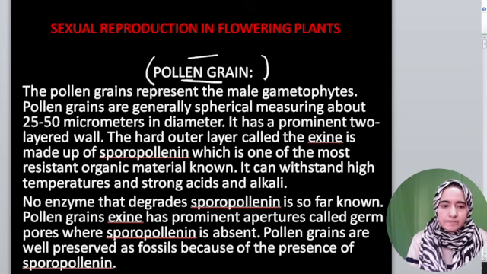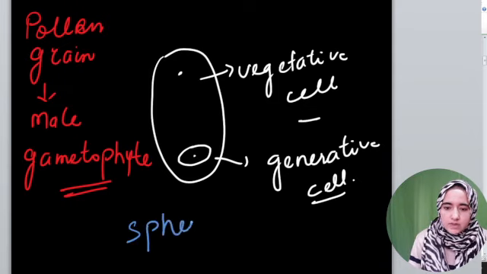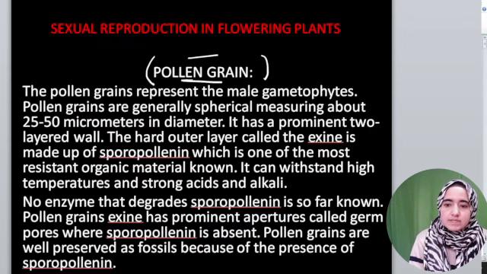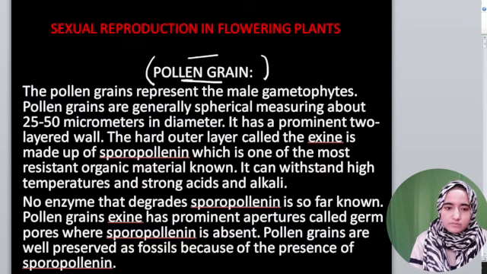Now please see, it's spherical. As we can see, it looks spherical, not circular, spherical. And what is its diameter? Its diameter is 25 to 50 micrometer.